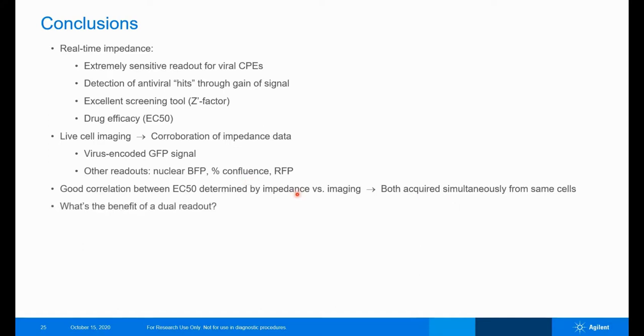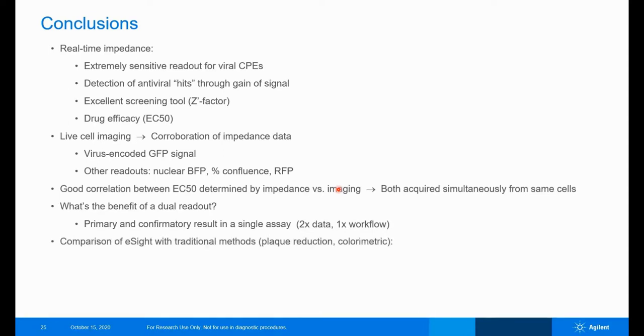So if the values are so similar from impedance and imaging, what's the value of having both? Well, you have to remember, as we all know, the gold standard in science is that you get a result and then you confirm that result using a different orthogonal approach. Now, unfortunately, because of time and cost, we often don't do that. But with eSight, you get your primary result and your confirmation all within a single assay. So you get at least twice the amount of data, and you don't have to double your workflow. It's the same as setting up a single assay.